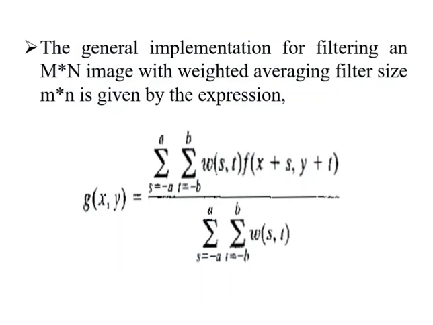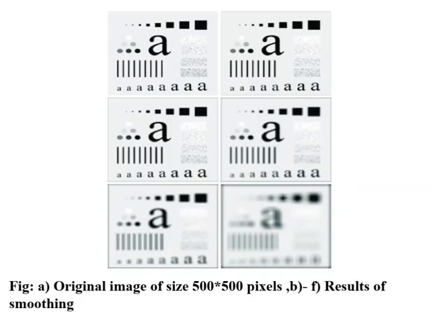The results for m equal to 15 and 35 are extreme with respect to the sizes of the objects in the image. This type of aggressive blurring is generally used to eliminate small objects from an image.